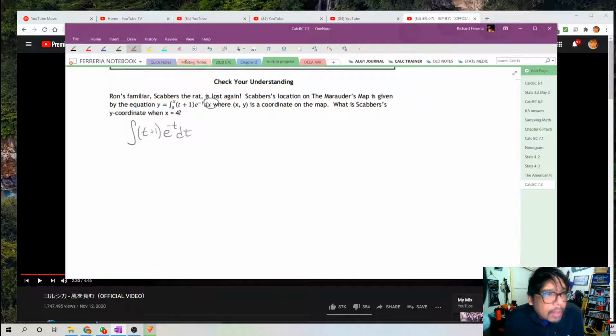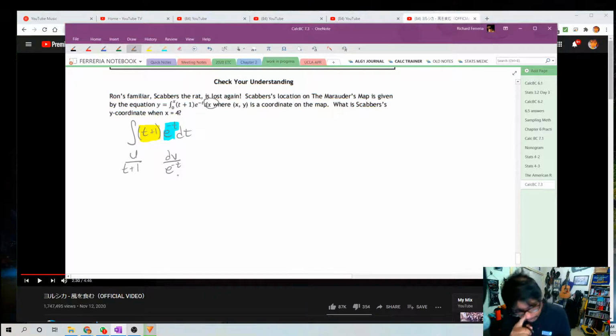Okay, let's separate this into factors. You've got t plus 1 as your first factor. You've got e to the negative t as your second factor. Algebraic, exponential. That means that your choice for u should always be that algebraic over the exponential. And dv is going to be e to the negative t. Let's take the derivative of u. The derivative of u is 1. The integral of dv is negative e to the negative t.